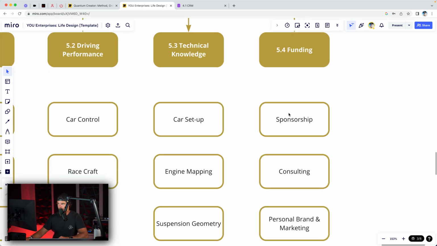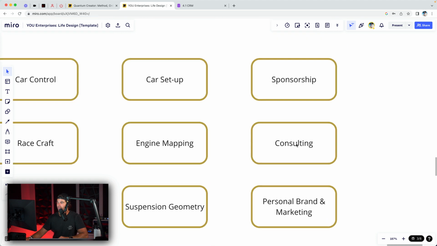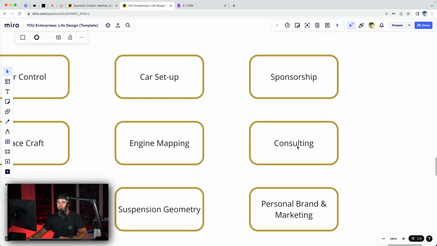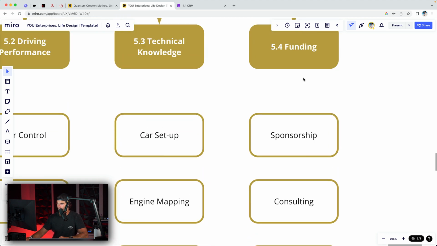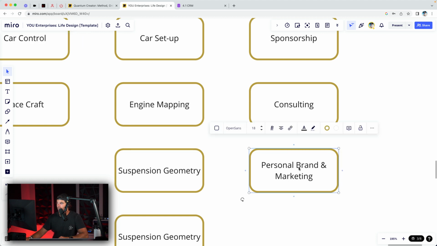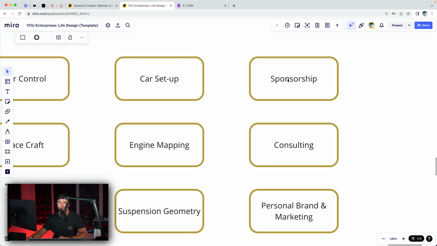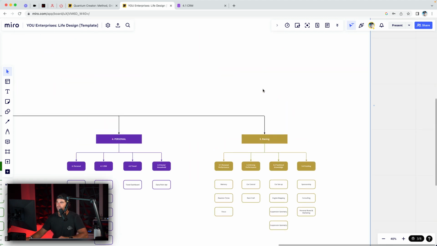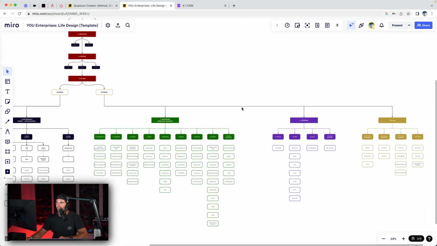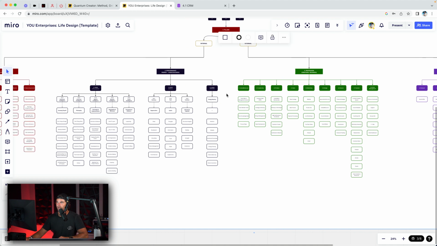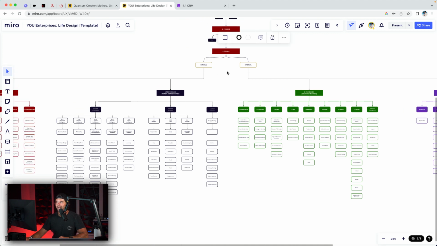So, strategies for gaining sponsorship, building consulting offers for high-end clients that can drive funding for the racing, and also building personal brand and marketing that's going to be more appealing to potential sponsors. So see how all of this allows you to keep everything organized and enables you to progressively advance in your ability to master the game of life.